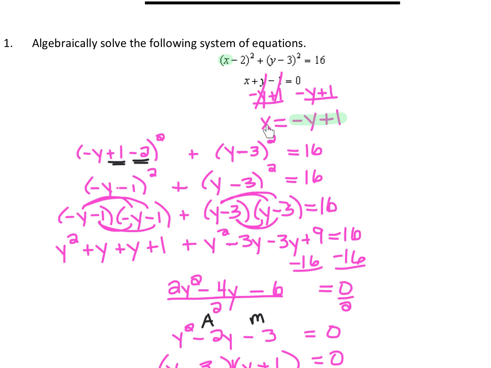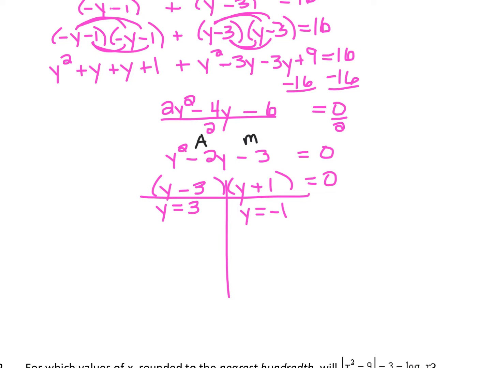So x is equal to negative y plus 1. Let me just write it first. X equals negative y plus 1. Okay, so x equals negative, well, let's plug this y value of 3 in, so negative 3 plus 1. And since negative 3 plus 1 is negative 2, we wind up getting an x value of negative 2 that corresponds to the y value of 3.